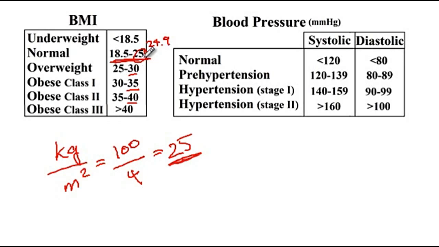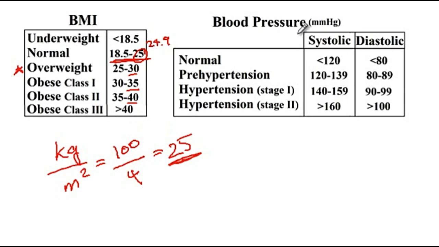If a patient has higher than 25 up to 29.9, that would be considered overweight. And then if it's between 30 to 34.9, that would be considered class 1 obesity, and so on. And then finally, less than 18.5 would be considered underweight.